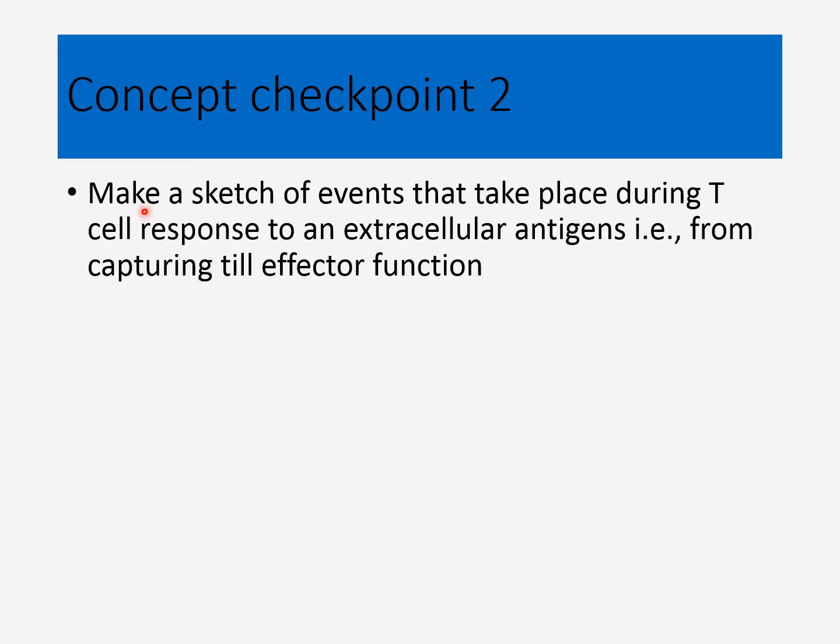So students, it's time for our second concept checkpoint. You have to make a sketch of events that take place during T cell response to an extracellular or exogenous antigen. That is, the first step should start from capturing of that antigen, processing, then presentation, then activation of the T cells, and then differentiation and proliferation of T cells to develop its effector function. Try to find out the answer, and if there is any problem we can discuss it in our question answer section.